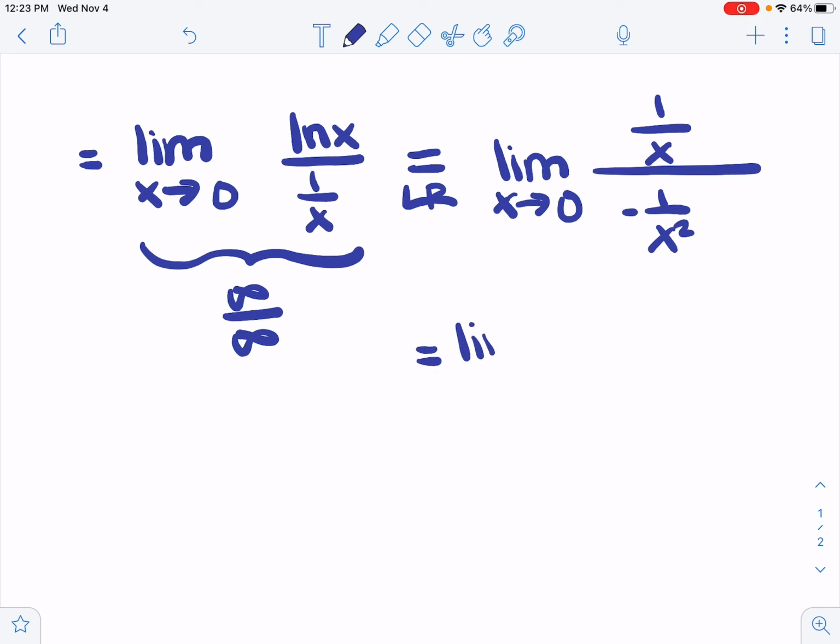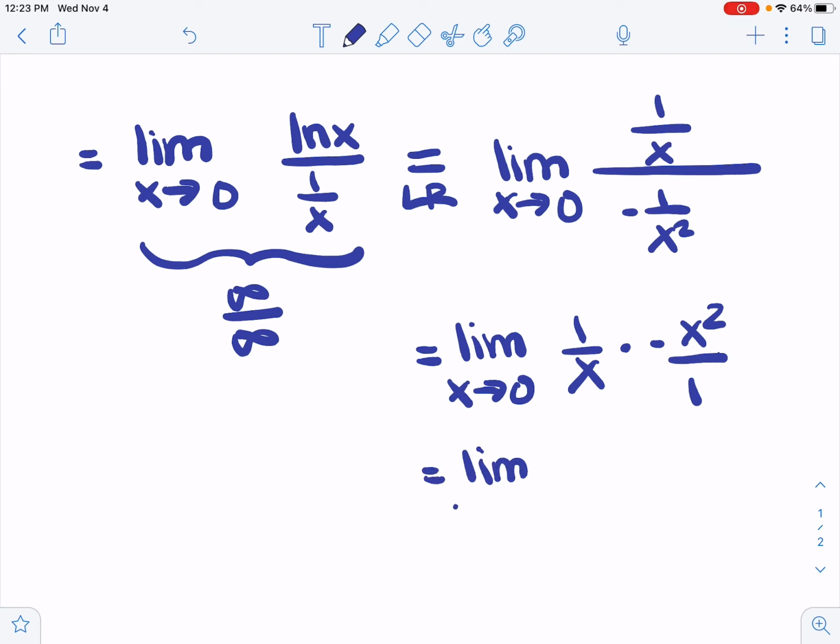So not a L'Hopital's rule step now, just algebra. Let's fix this up. 1 over x times negative x squared over 1. That is multiplying by the reciprocal. That is going to be the limit as x goes to 0 of negative x, with the x's canceling. So as x goes to 0, negative x goes to 0. And that's our answer. We used L'Hopital's rule once, and after a little bit of simplification algebraically, we found that the limit is equal to 0.